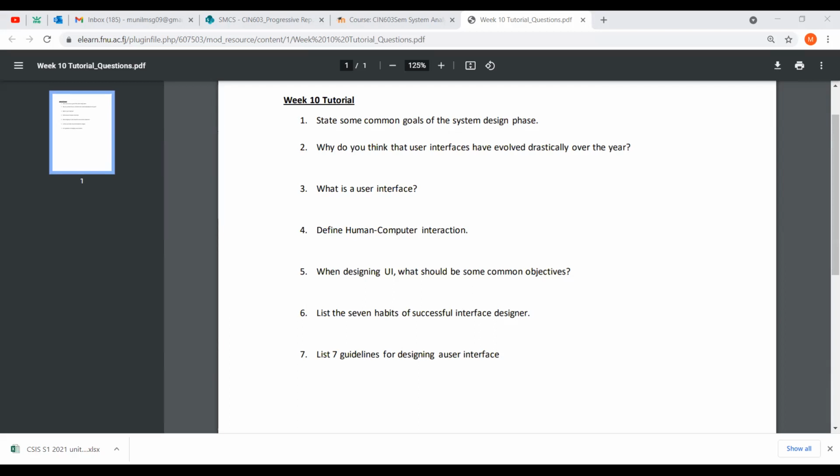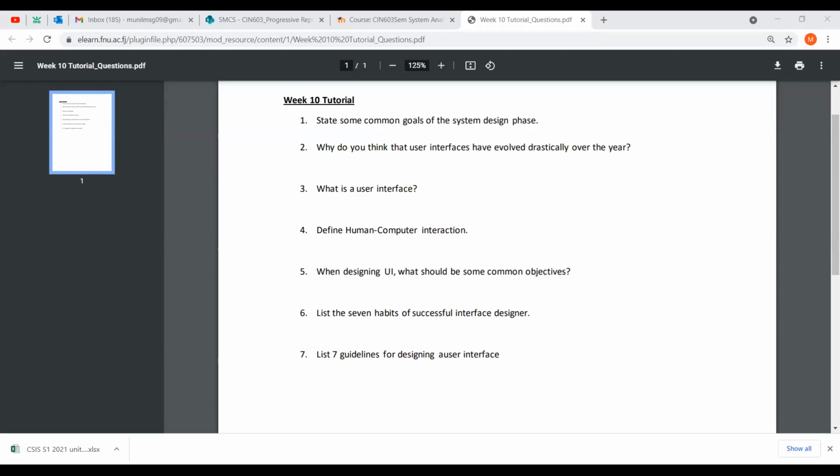Next point, increased demand of users. The users, as they would demand, the interface increases. So increased demand as per the users.